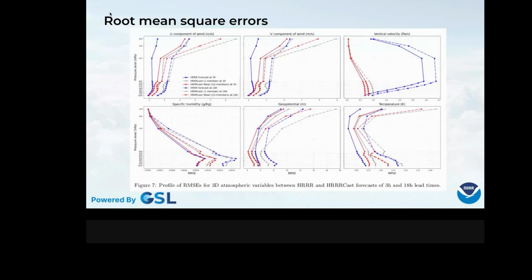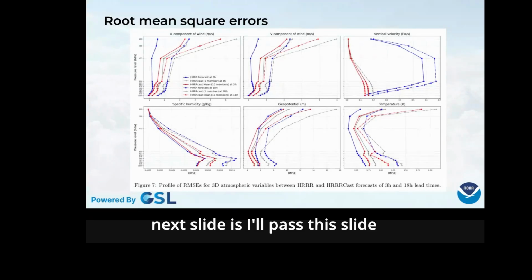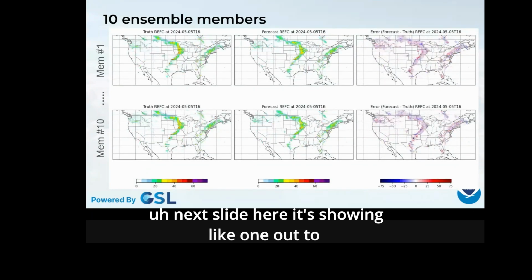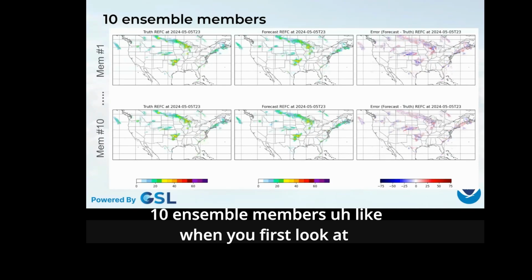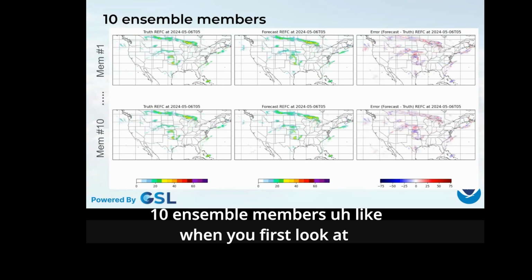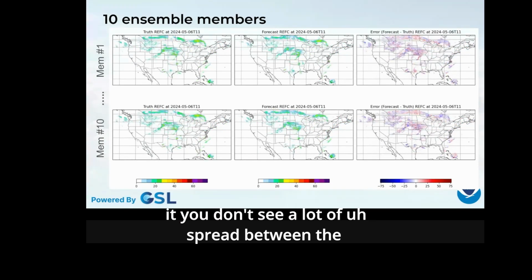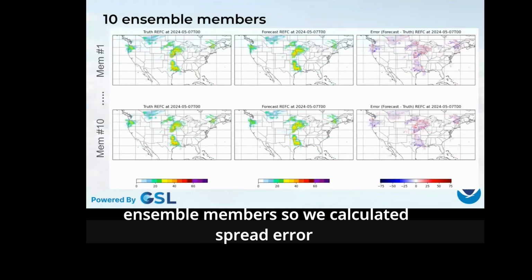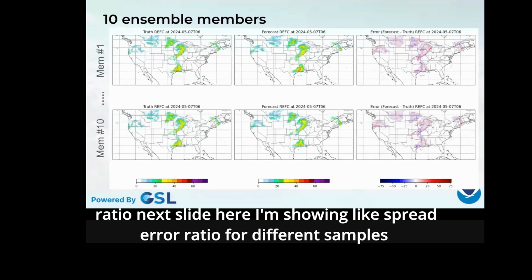Next slide. Next slide, I'll pass this slide. Next slide. Here it's showing 1 out to 10 ensemble members. When you first look at it, you don't see a lot of spread between the ensemble members. So we calculated the spread error ratio. Next slide.